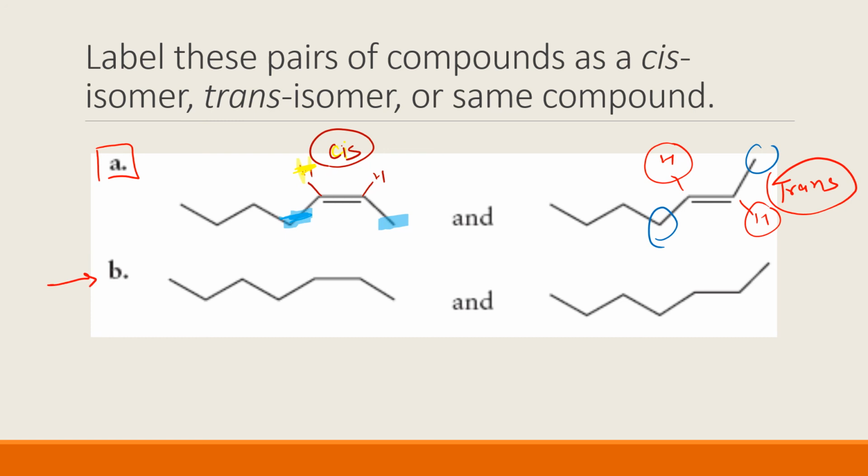Now in B, although you may tend to think that in this case also they are on the same side and the opposite side, however there is no double bond present, and we know a single bond can freely rotate, and when they rotate they can interconvert into each other, so these two are the same molecules. They are alkanes, so they are the same molecules.